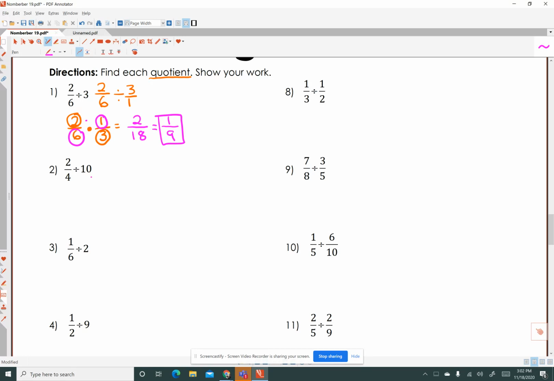So again, 2/4 divided by 10 over 1, and in this case, we can cross cancel. So 4 is divisible by 2, as is 10. So 4 divided by 2 is 2. 10 divided by 2 is 5. 2 times 5 is 10.